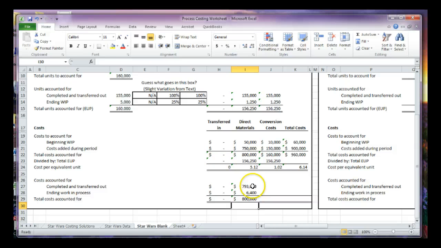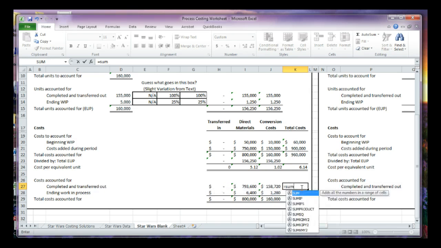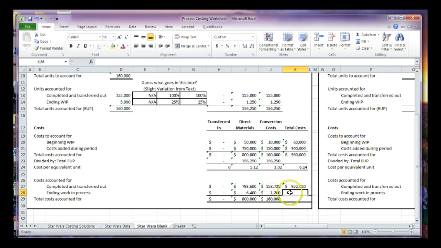You're good. All right, here's some magic with Excel. I just need to do it that way. That copied all the formulas over. So again, 160 equals 160. We're good. So that's with your conversion costs. Now with your total costs, that won't work. Actually, you know what? I'm going to show you the sum formula. So now you have $960,000 worth of costs accumulated for, or accounted for, and there's $960,000 worth of costs. So all your costs are accounted for.